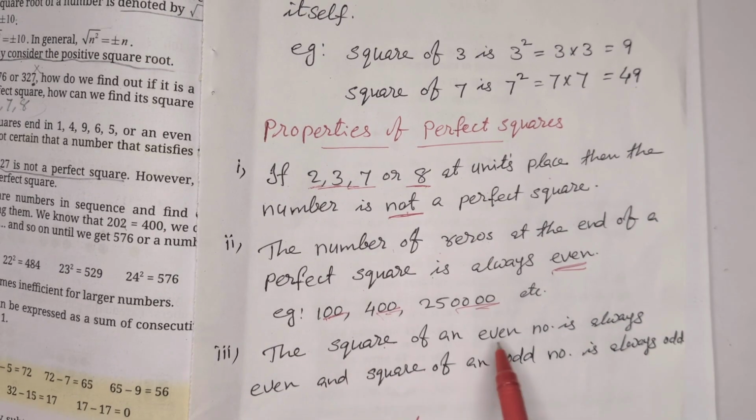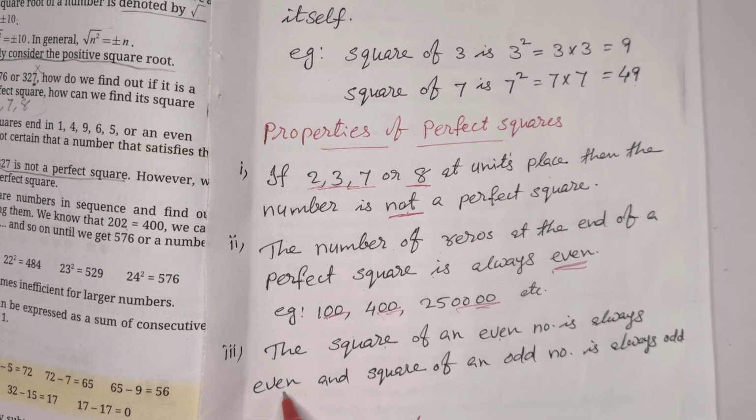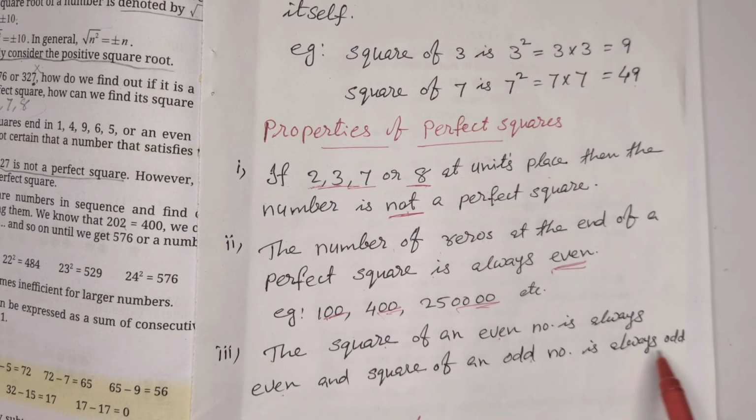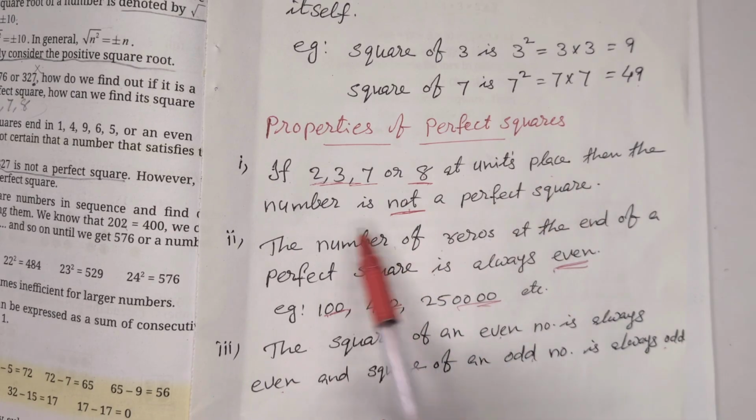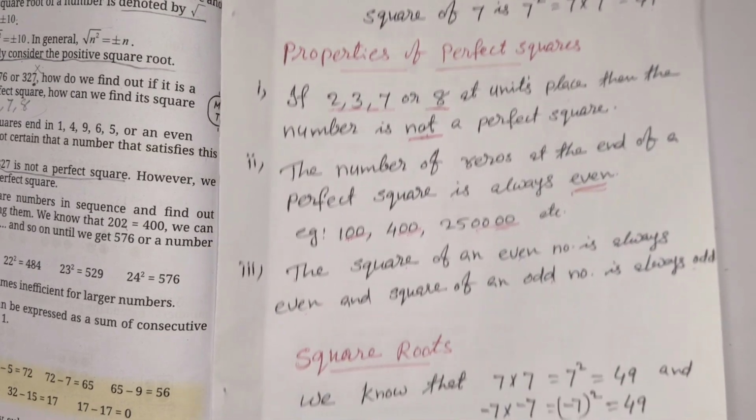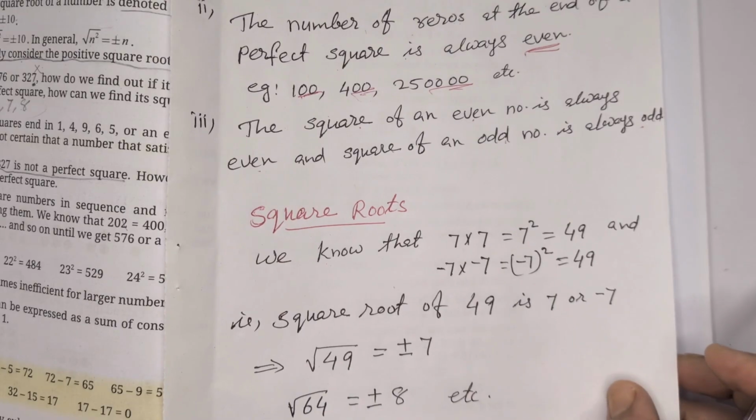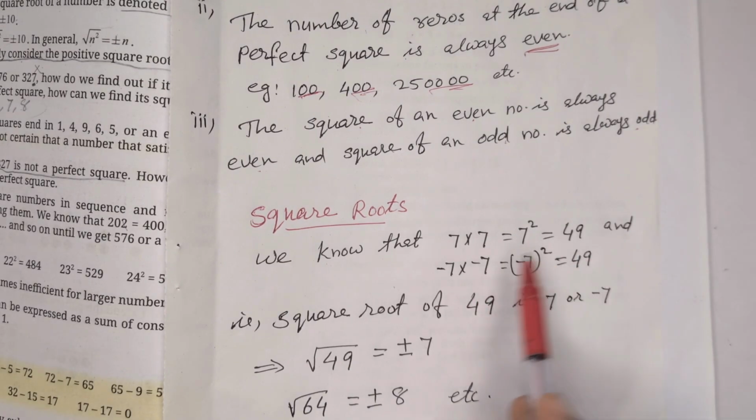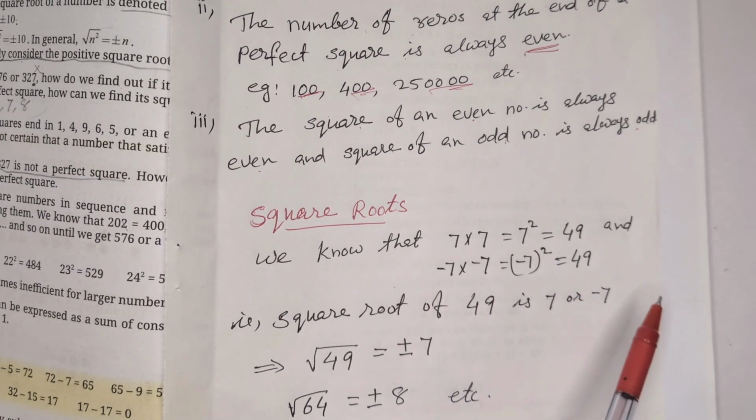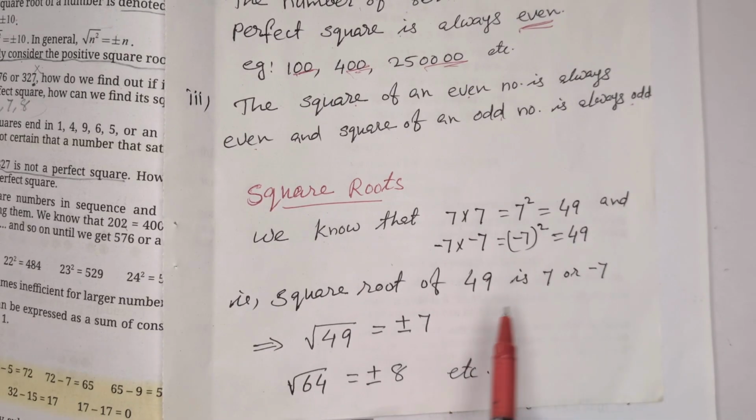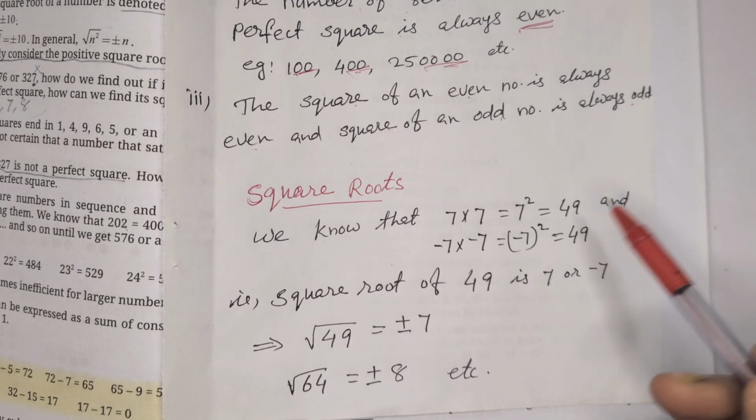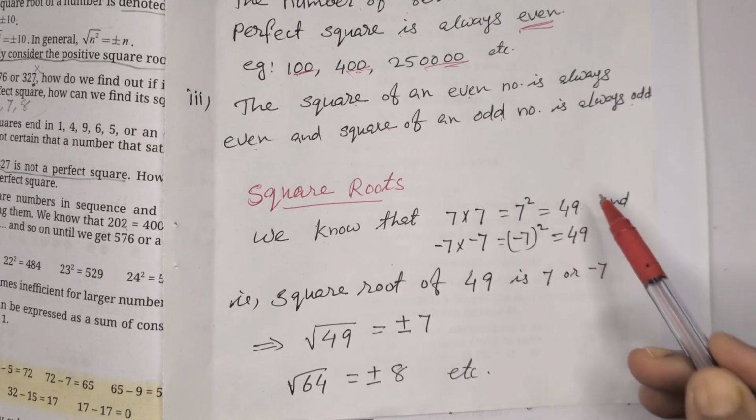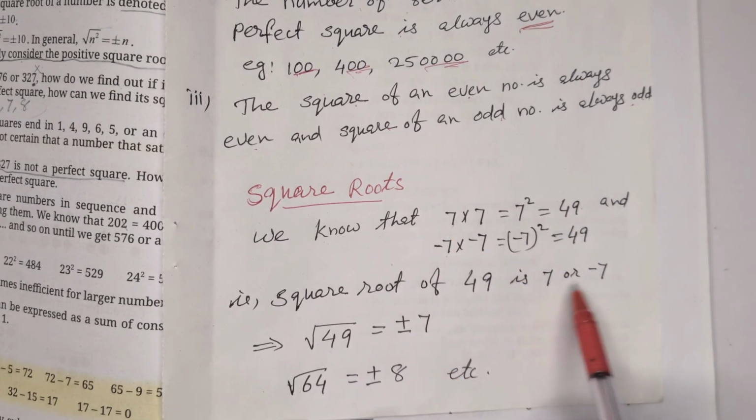Next property, the square of an even number is always even. The square of an odd number is always odd. These are a few points we have to remember when we are doing calculation work about perfect squares. Now square root: we already noticed that 7 into 7 is 49, and minus 7 into minus 7 is also 49. So we can write 49 as a perfect square number, and then the square root of 49 will come out as plus 7 or minus 7.